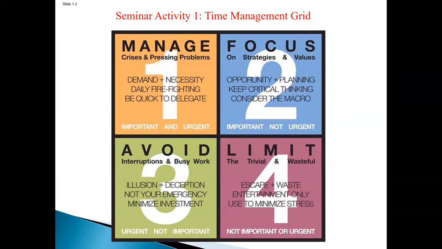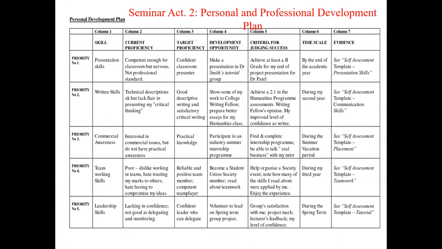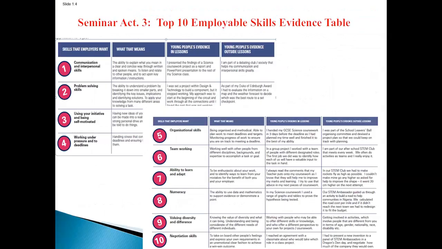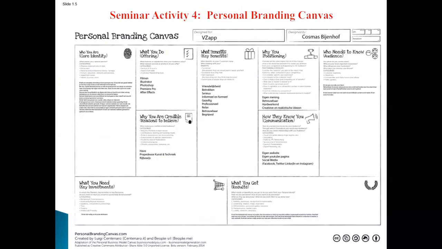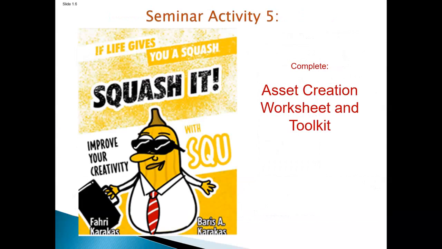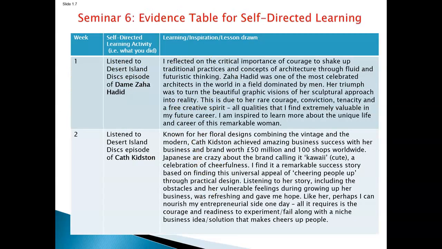The first activity was the time management grid. The second activity, personal professional development plan. The third was top 10 employable skills evidence. The fourth one, personal branding canvas for your employability. The fifth one was the asset creation worksheet toolkit. We did this last week. And the sixth one was the evidence table for self-directed learning activities that you choose.